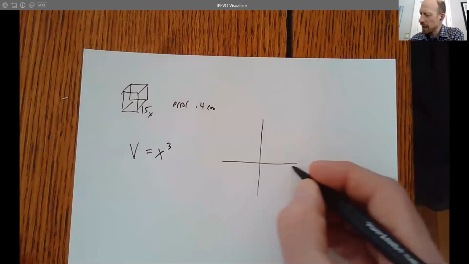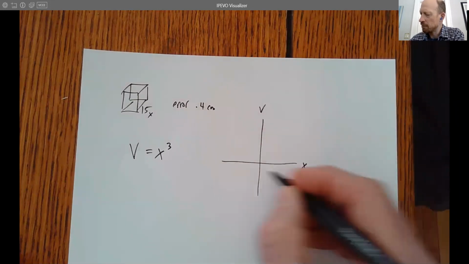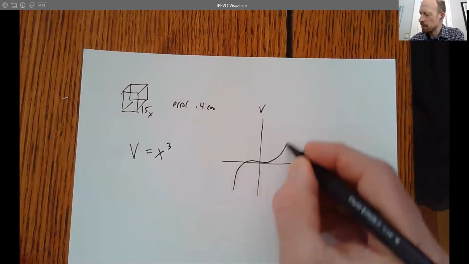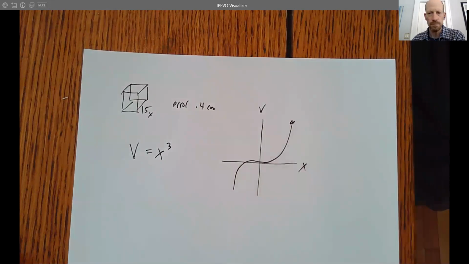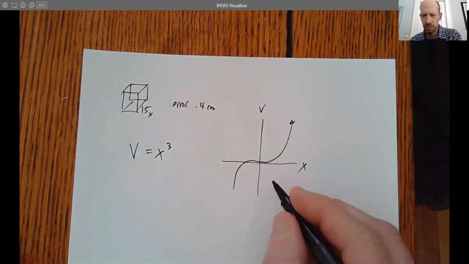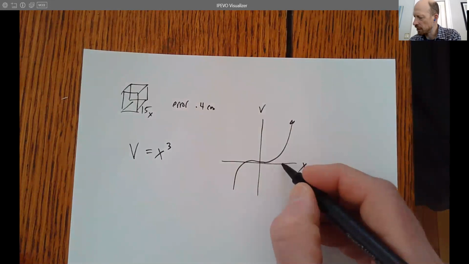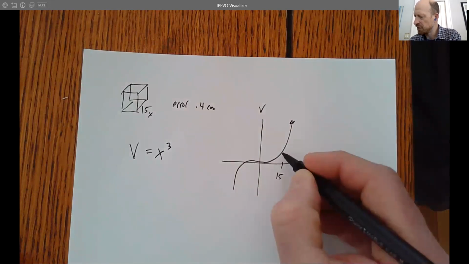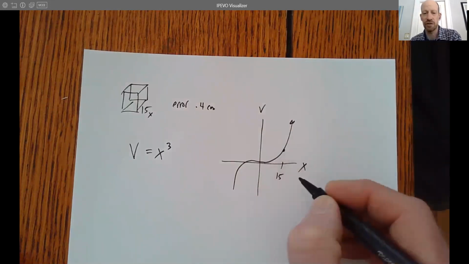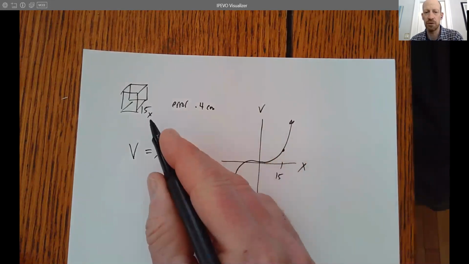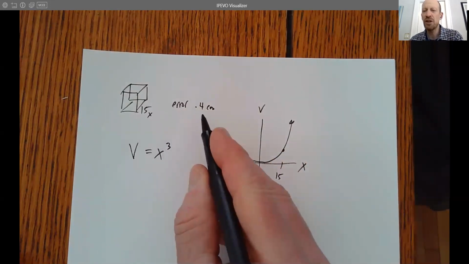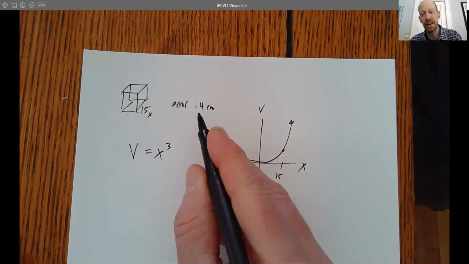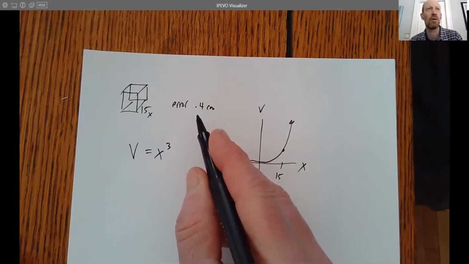So if we think of that, that's a function, right? X cubed looks like this. And, you know, this is not to scale, but 15 is out much further. It's quite large if you put in 15. But there's a little bit of possible error. It could be above or below 0.4 centimeters.